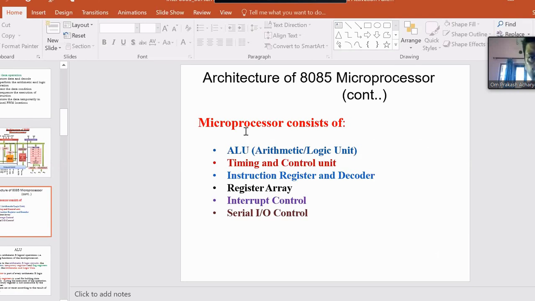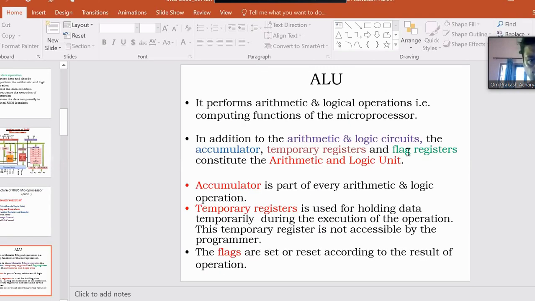ALU is there. ALU is associated with one temporary register and a flag register. So what is the job of the flag register? Can anyone tell? What is the task of the flag register? Sir, it gives information about the data like the sign, the parity, and other things. The flag register will give you the status.